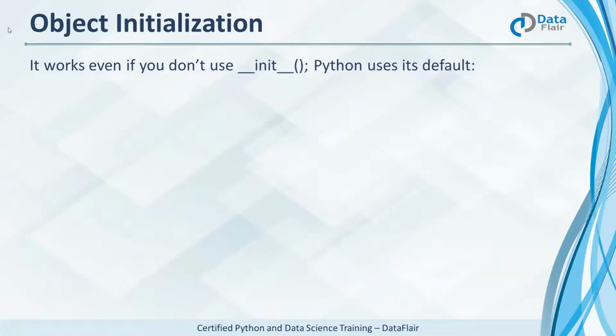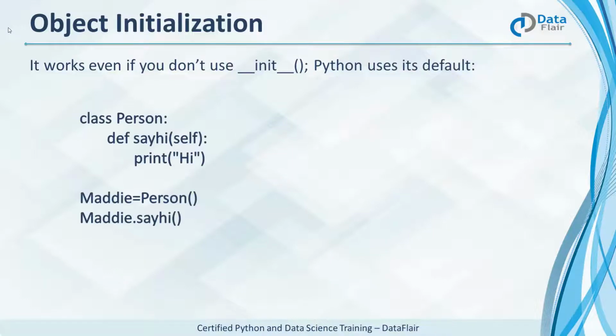Even if you forget to define init, Python does it for you with its default version of it. This is class person. Method sayHi prints hi. Maddie is a person. She says hi.